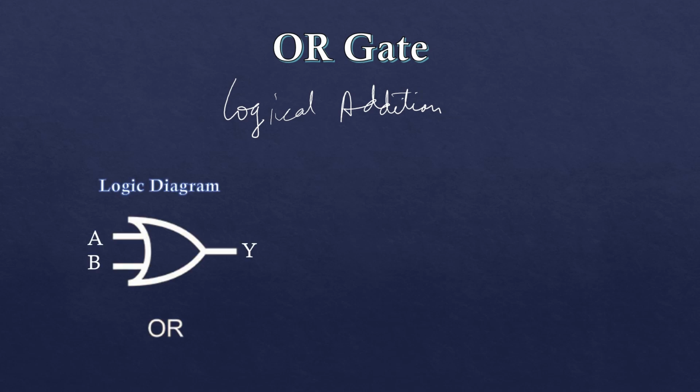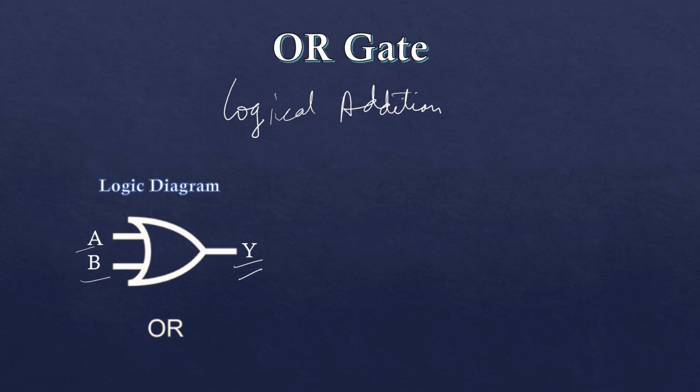Okay. So let's move towards the OR gate. What was the AND gate doing? Logical multiplication, but the OR gate will do logical addition. This is not a normal addition. This is logical addition. You will understand in the coming part. So you can see the logic diagram. A and B are the inputs and Y is the output. It's the same thing, but the logic gate representation is different.